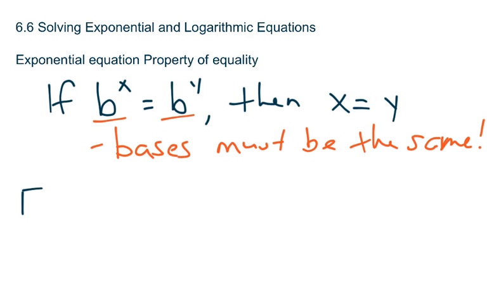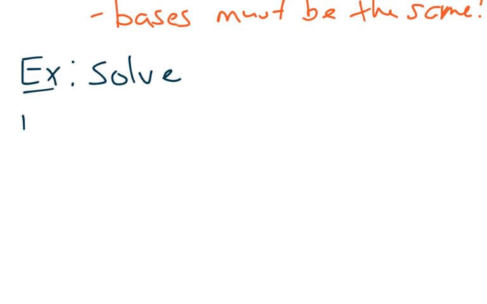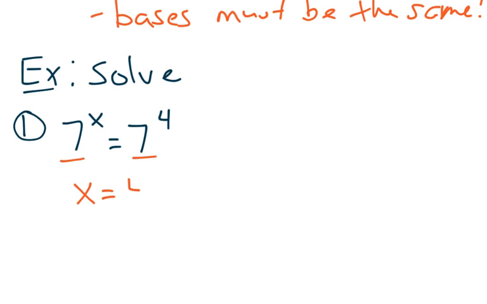Before we do that, I do want to give you a couple of easier ones. Directions are going to be to solve. Number one, we're going to go with 7 to the x is equal to 7 to the fourth power. When we say solve, we're really looking for the x value that makes the equation true. Are the bases the same? Clearly they are, so we can just set the exponents equal to each other, and we're already done solving because x is already by itself.